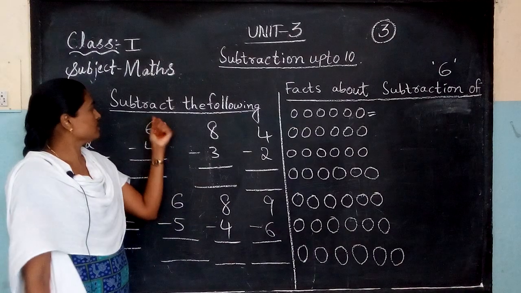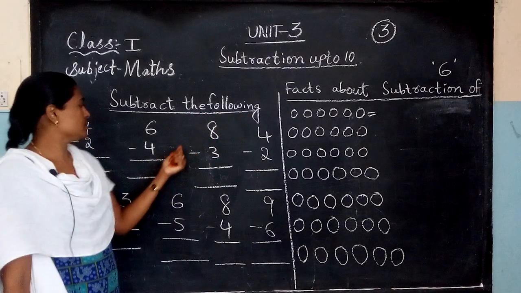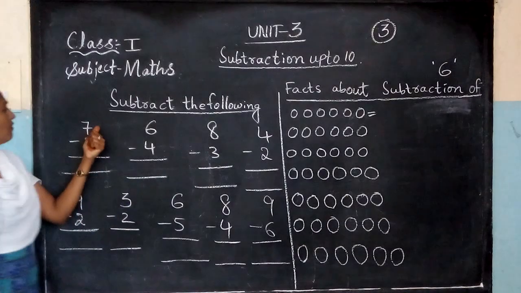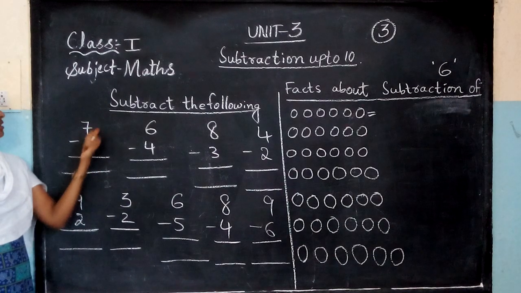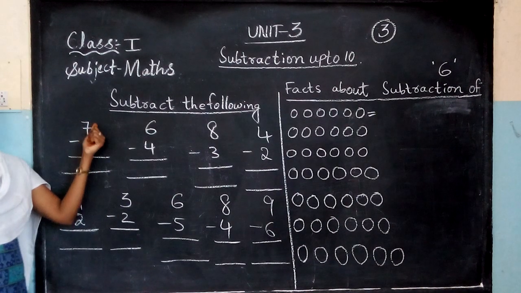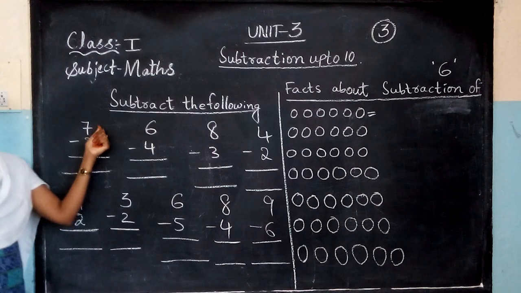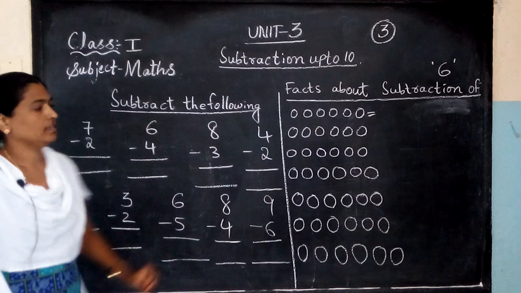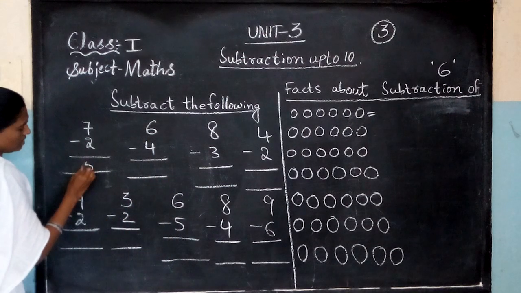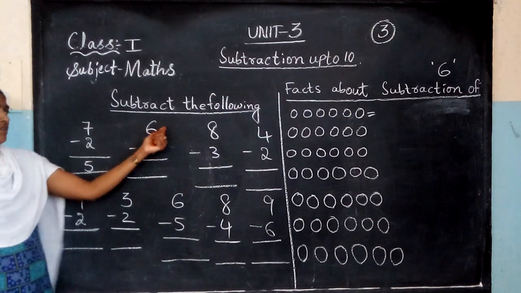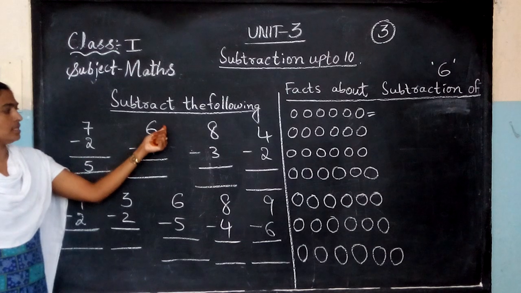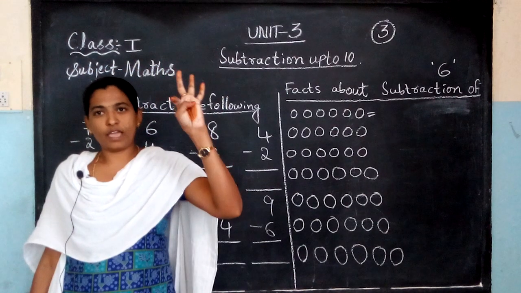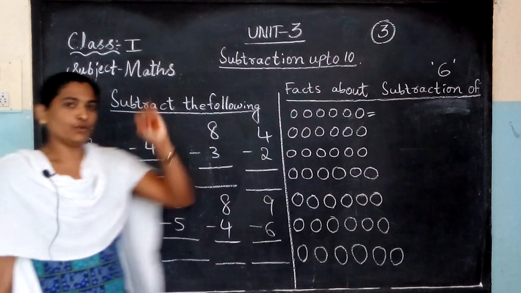Next topic, children, subtract the following. This is minus. Now, what is this number? 7 and 2. From 7, you have to take away 2. 7 in the mind, 2 on your fingers. 7 before, 6, 5. What is the answer? 5. Here, what is this number? 6. 6 in the mind, 4 on your fingers. 6 before, 5, 4, 3, 2.